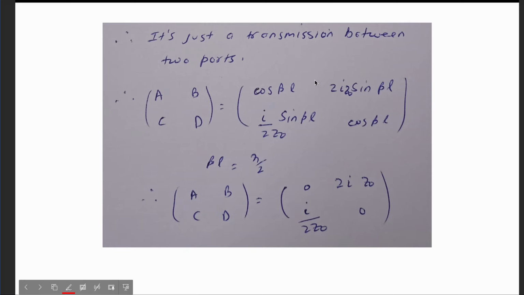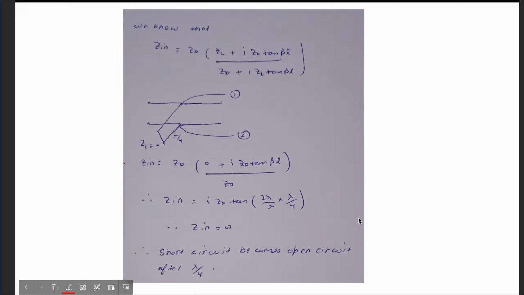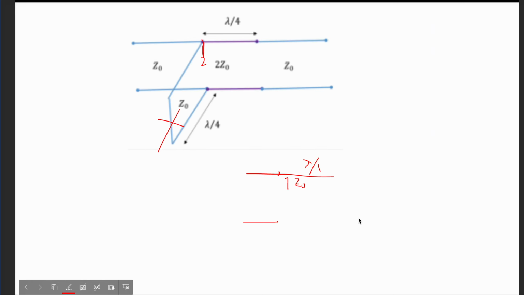So this is the formula. After you put in Z equal to 2Z naught, because your length is lambda by 4, your beta L will be pi by 2. Therefore cos beta L becomes 0, since cos pi by 2 is 0. Sin pi by 2 becomes 1, and the diagonal terms become 0. So your ABCD matrix will be 0, j times 2Z naught, j over 2Z naught, and 0.